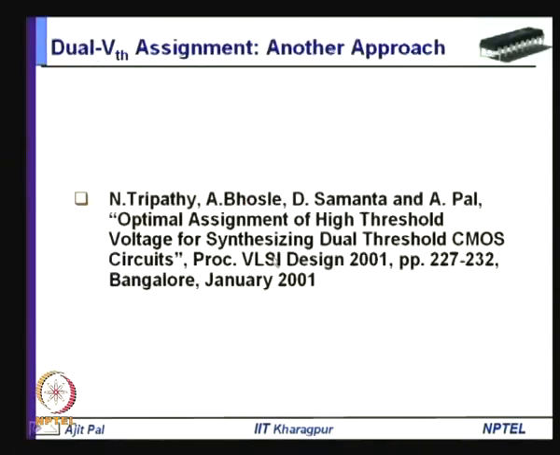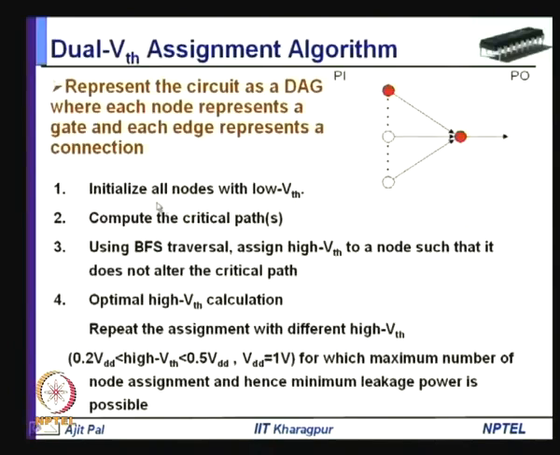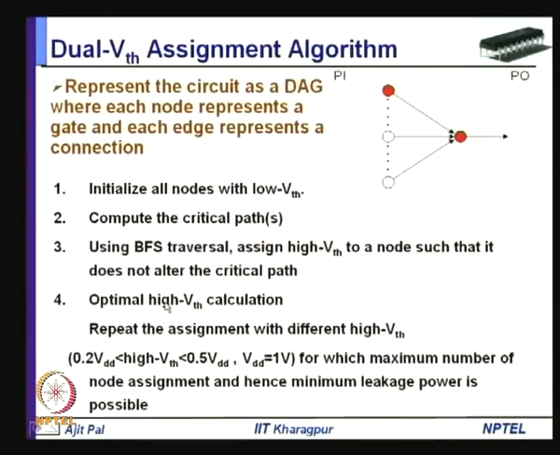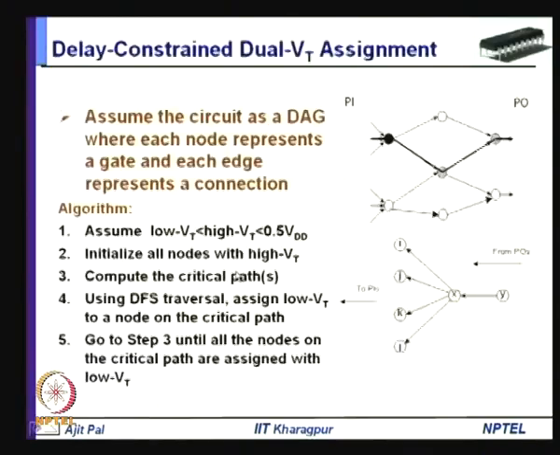Earlier, in the previous algorithm, we have seen that initially all the nodes are assigned low VT. But here, all the gates are assigned high VTH initially. Then we compute the critical path, and using depth first search, earlier they used breadth first search, that means all paths are selected simultaneously, but here it is depth first search traversal, and we assign low VT to a node on the critical path.